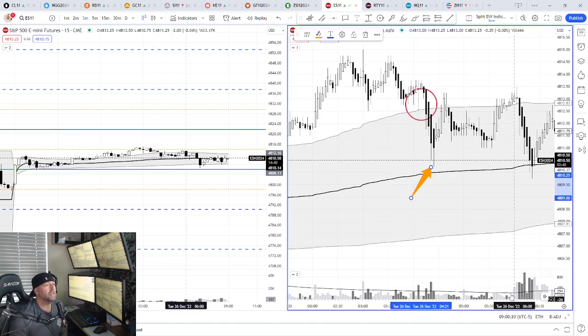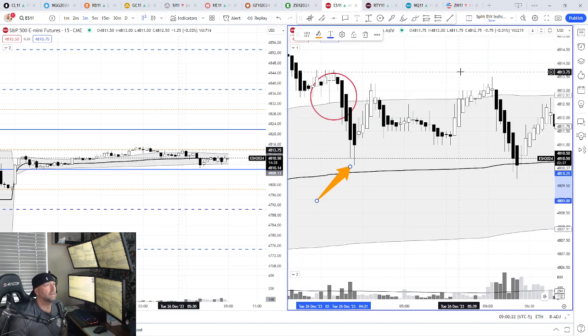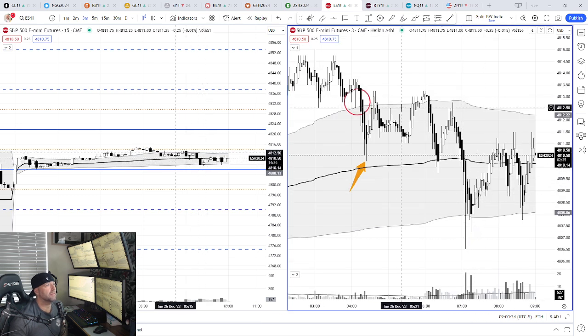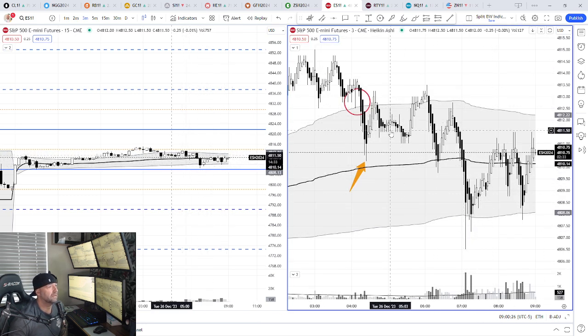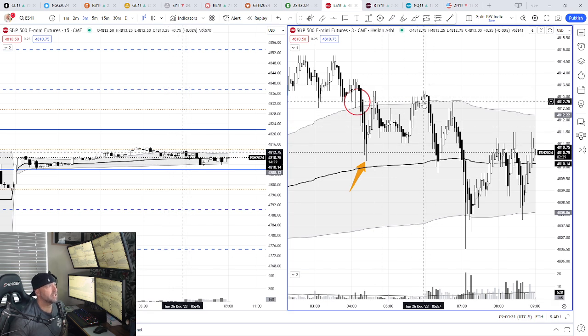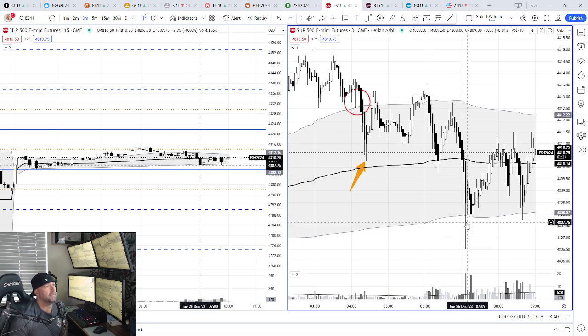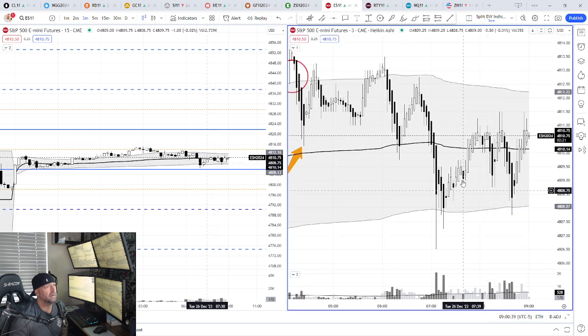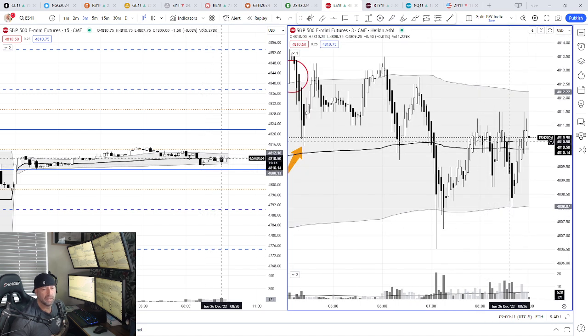And pretty much since then, we've been trading around in value. So we traded back up to value area high in the session on ES, back down to VWAP, back to value area high, through VWAP to value area low, VWAP reclaim.